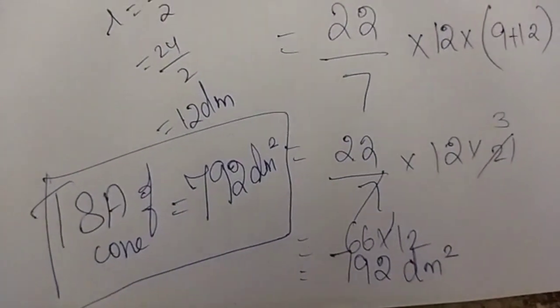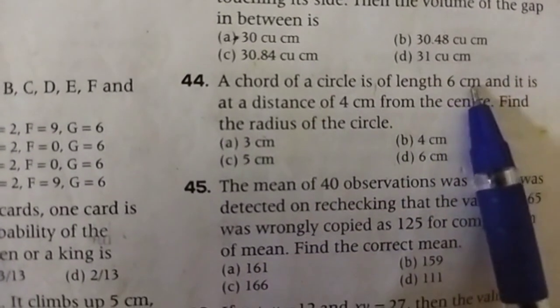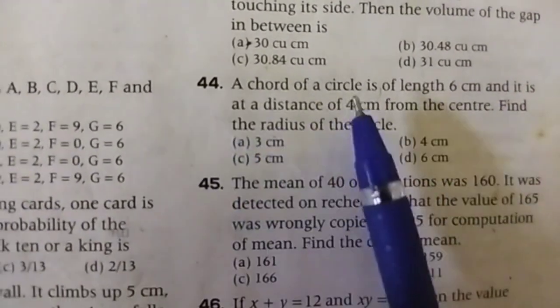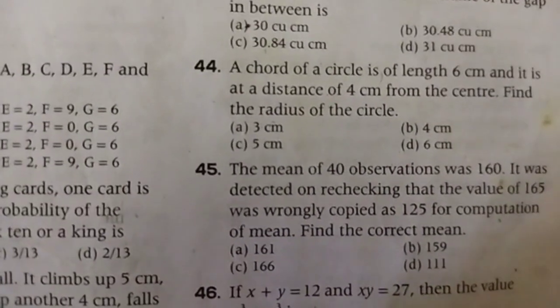Okay, copy down this one in your class book. Let's go to next sum. A chord of a circle is of length 6 centimeter and it is at a distance of 4 centimeter from its center. Then find the radius of the circle.